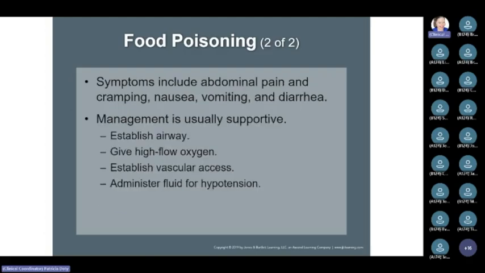Abdominal pain, cramping, nausea, vomiting, diarrhea. What do you think we're going to do? Same thing we've done the entire chapter. We're going to do ABCs, establish vascular access, administer fluid for hypotension, and go ahead and get ready because you may have to have a paramedic backup.